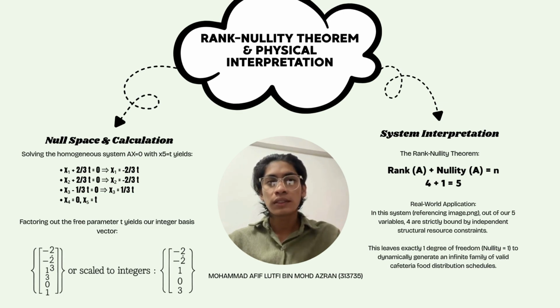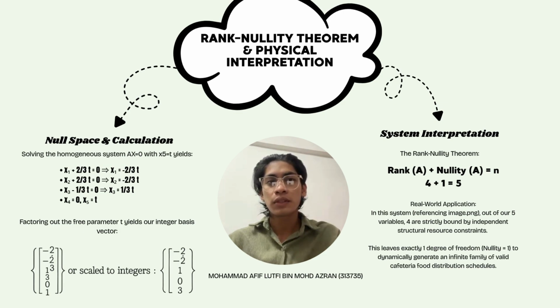The theorem states that for any m times n matrix, the rank plus the nullity must equal n, which is the total number of columns or variables in our case. But what does this mean in practice?